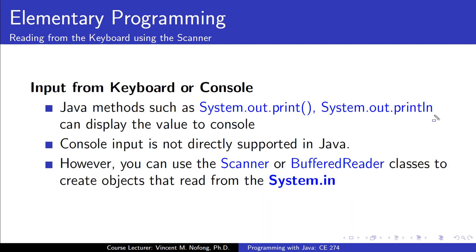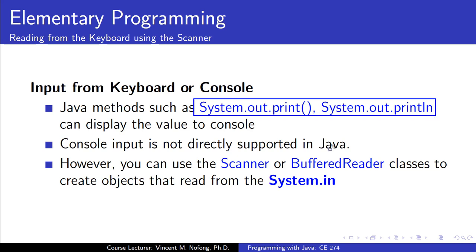To display information to the console in Java, methods such as the system.out.print and println are used. Though accepting input directly from the console is not supported in Java, the scanner or buffered reader classes can be used to create objects that read from the system.in.